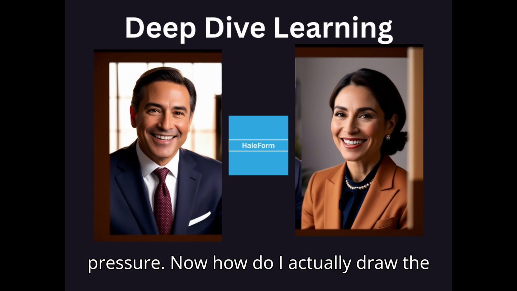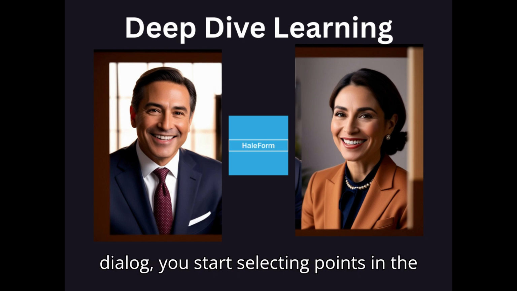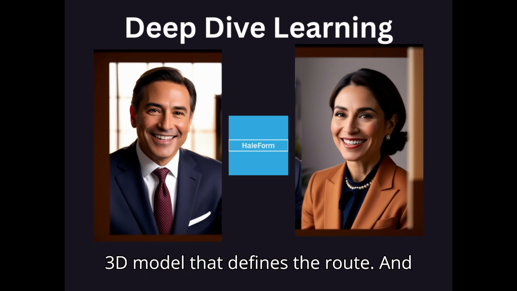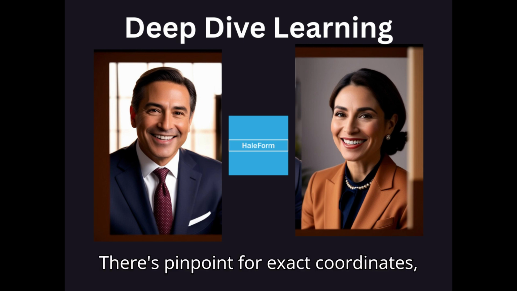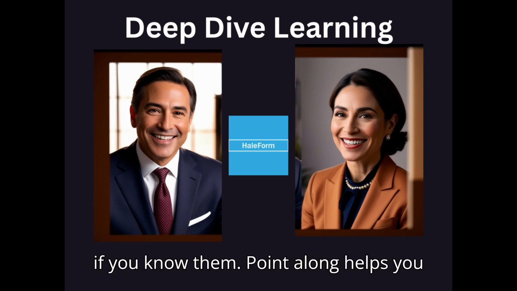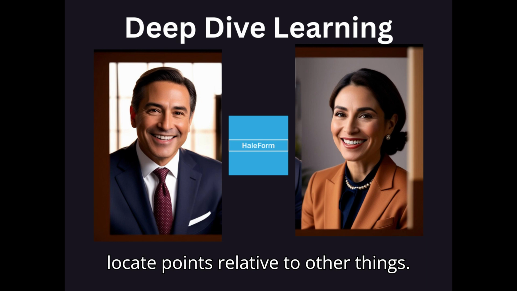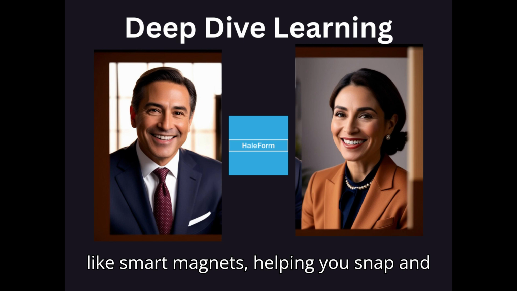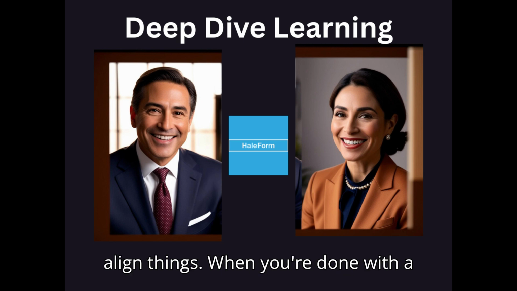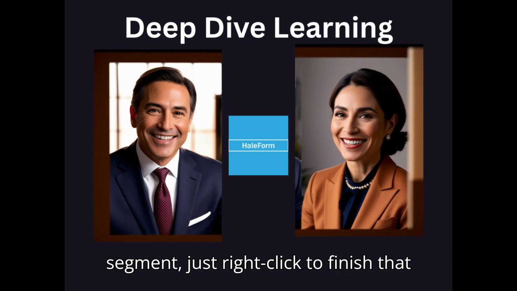Okay, named it, got the spec, size, maybe temp and pressure. Now, how do I actually draw the path? Right, so after you close that dialog, you start selecting points in the 3D model. That defines the route. And Smart 3D gives you some handy tools here. There's PinPoint for exact coordinates, if you know them. Point Along helps you locate points relative to other things. And SmartSketch 3D indicators, they're like smart magnets, helping you snap and align things. When you're done with a segment, just right-click to finish that bit of routing.